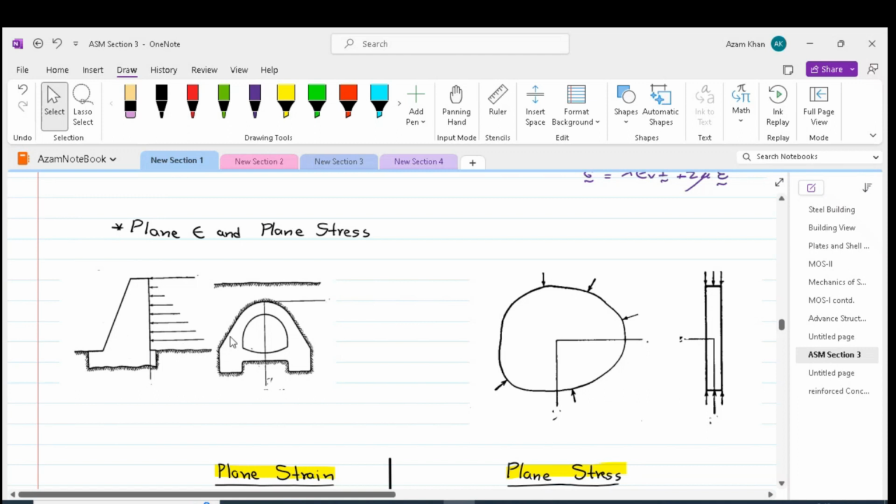So in this figure, we can see two structures. One is a dam, another one is a culvert. And in both of these structures, we have a cross section which is finite, and the longitudinal direction is very big as compared to the dimension of the cross section. So this is a plane strain problem.